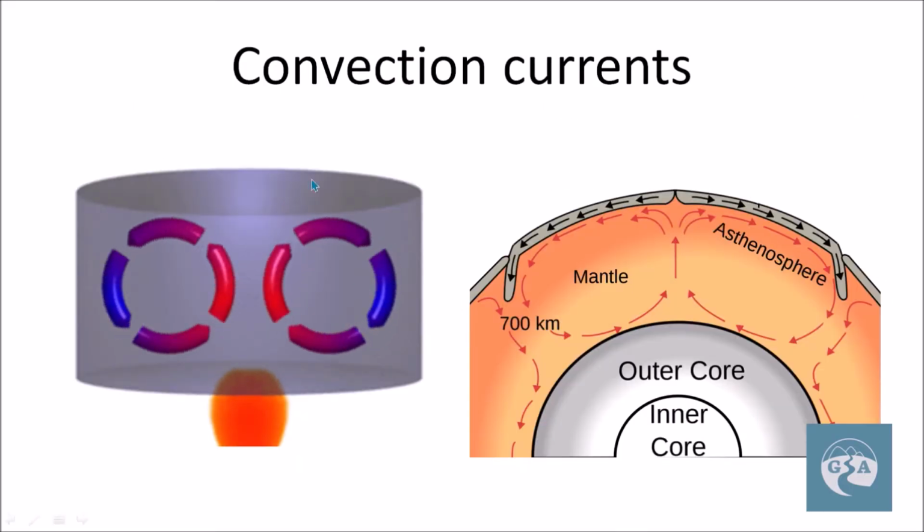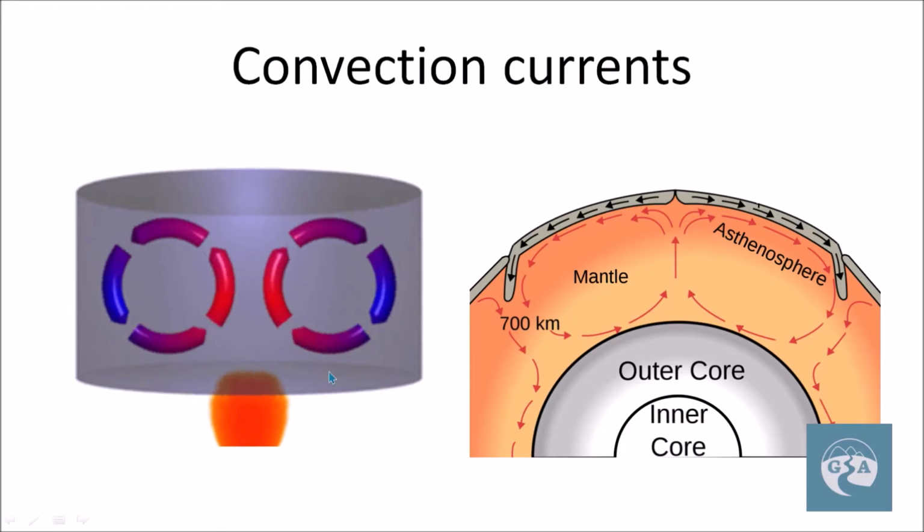So looking at this diagram on the left, we see that there is a heat source at the bottom, and that heat source is causing the liquid in the bowl to rotate. So as it heats up, it rises, it begins to cool down as it reaches the furthest distance from the heat source. As it cools down, it then begins to sink, and so on.